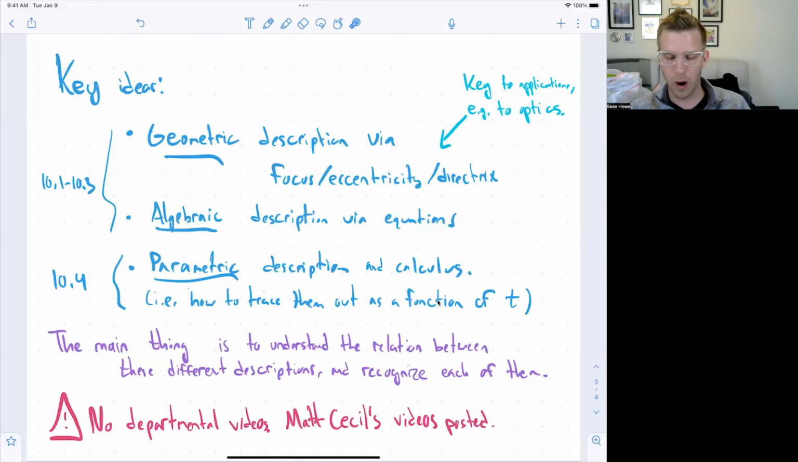And you might ask, why not just describe it with an equation? In sections 10.2 and 10.3, you'll find algebraic equations like x squared plus y squared is equal to 1 and things like that, which give you an algebraic description of these shapes.